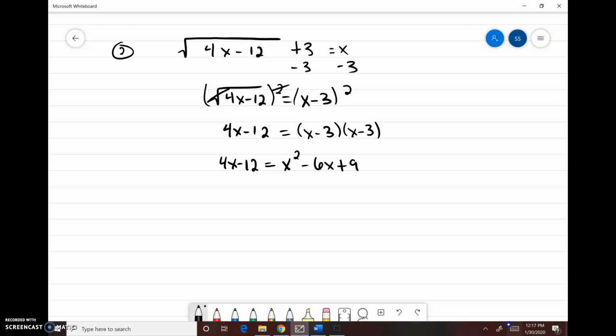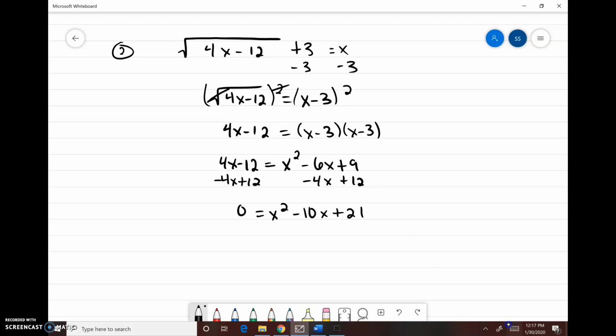Well, now it looks very similar to the previous problem where we have a quadratic equation and we're going to solve it. So we need to get it equal to 0. So I'm going to subtract 4x and add 12. Leaves me with 0 equals x squared minus 10x plus 21.